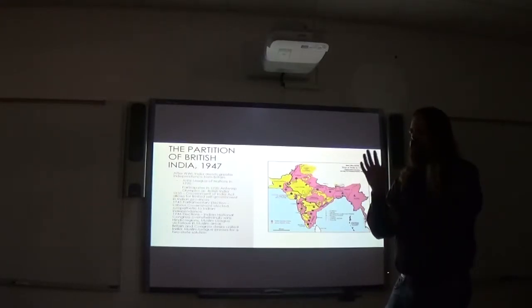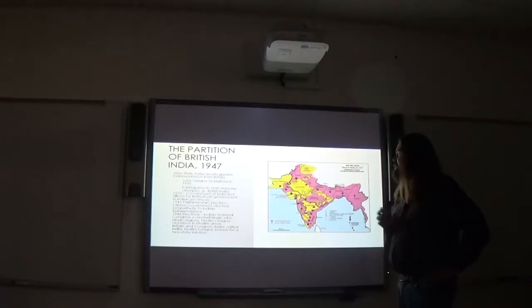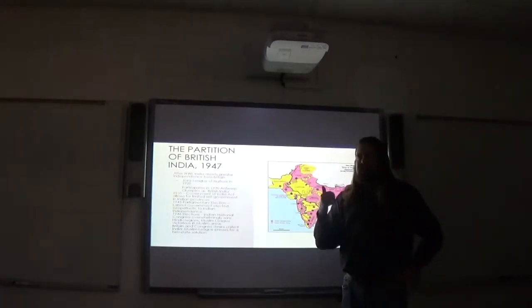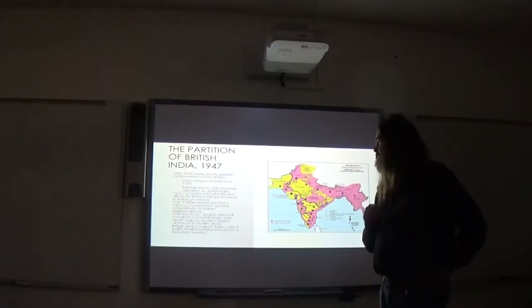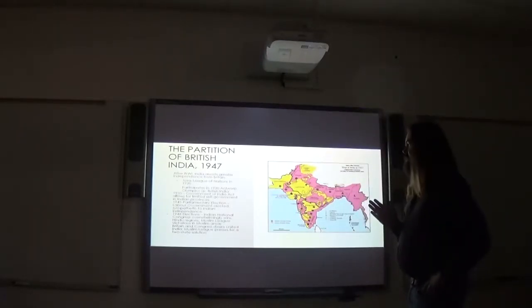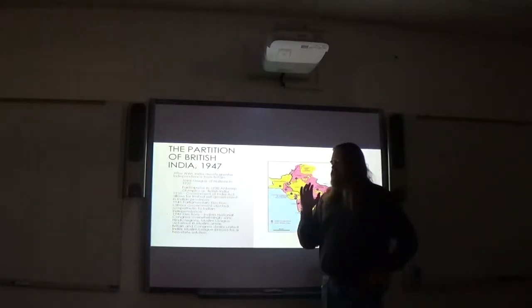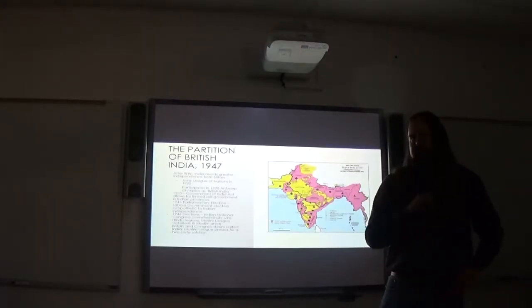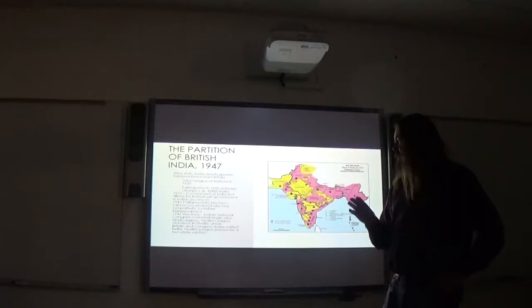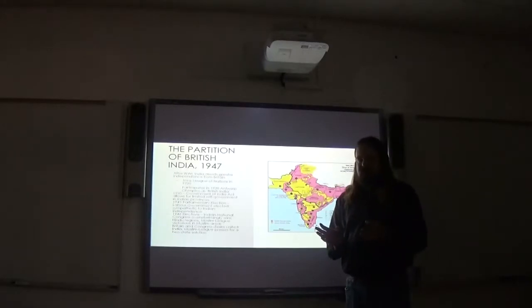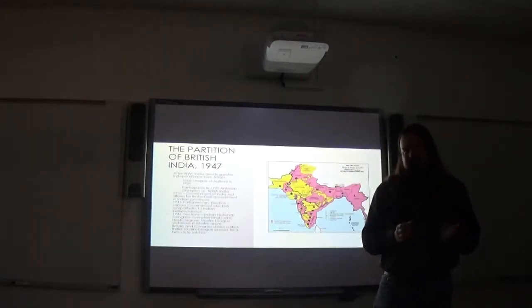The decisions of these local governments were still subject to British approval, but this was a step in the direction of greater independence. Now, in 1945, as World War II comes to a close, there's a parliamentary election in Britain, and Winston Churchill's Conservatives are defeated by Clement Attlee's Labour Party.